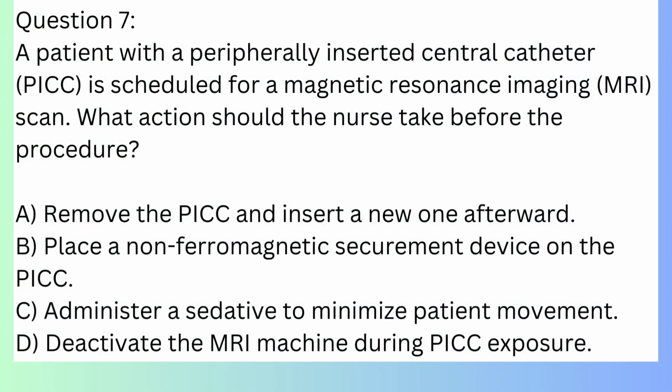Question 7. A patient with a peripherally inserted central catheter, PICC, is scheduled for a magnetic resonance imaging, MRI, scan. What action should the nurse take before the procedure? A. Remove the PICC and insert a new one afterward. B. Place a non-ferromagnetic securement device on the PICC. C. Administer a sedative to minimize patient movement. D. Deactivate the MRI machine during PICC exposure.